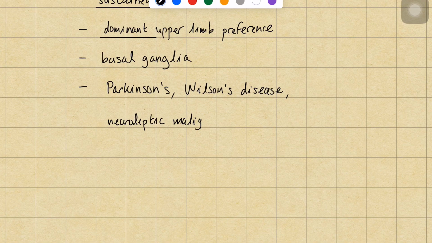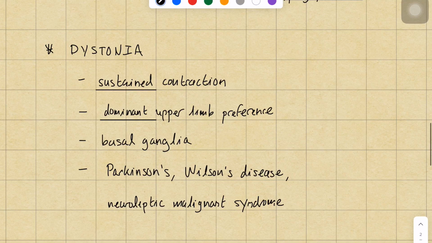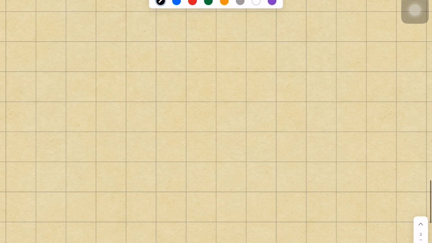Neuroleptic malignant syndrome, where excessive dopamine blockade through these antipsychotics or neuroleptics can cause the patient to enter a state in which they become very tense and rigid and they're unable to move due to that dopamine blockade. And so that would result in this kind of profuse dystonia. And so then the next one we want to discuss is myoclonus.